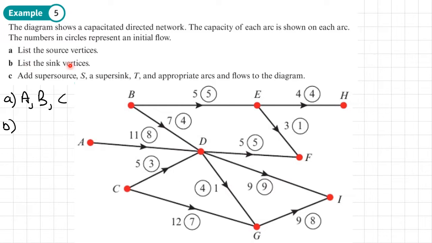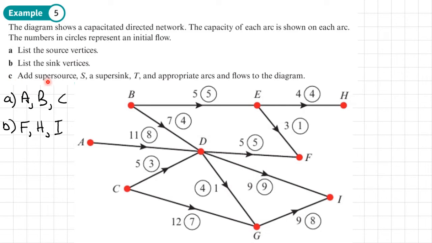Part B lists the sink vertices. Now sink vertices only have arcs going into them, none coming out, and I can see that that's going to be H, F and I. Let's do it in alphabetical order: F, H and I.